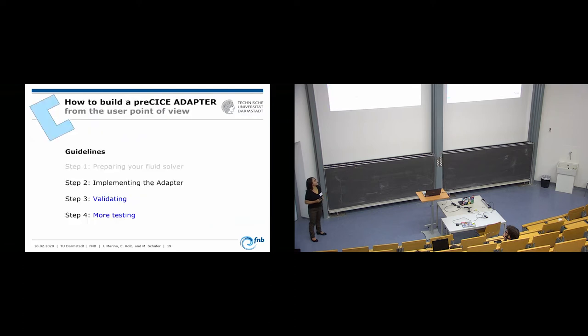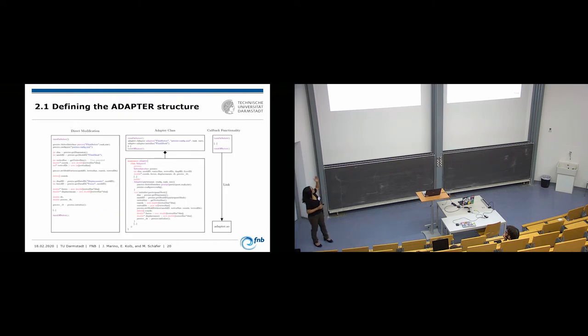Now it's time to implement the adapter. When you are a developer, the first point is to define which type of structure you want. For example, direct modifications, or an adapter class, or called functionalities. In the first adapter we used direct modifications, but we found it's not a very good idea because you have a lot of things in different parts of your program, and it's very difficult afterwards to localize and do maintenance in the program.